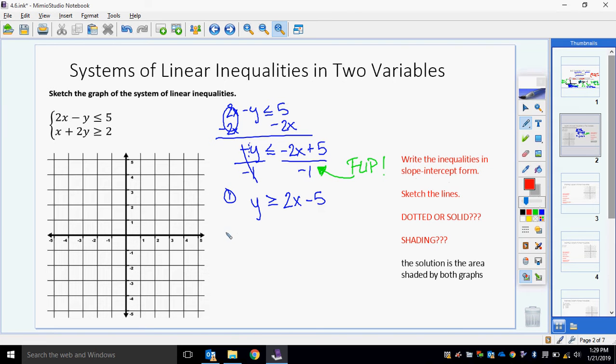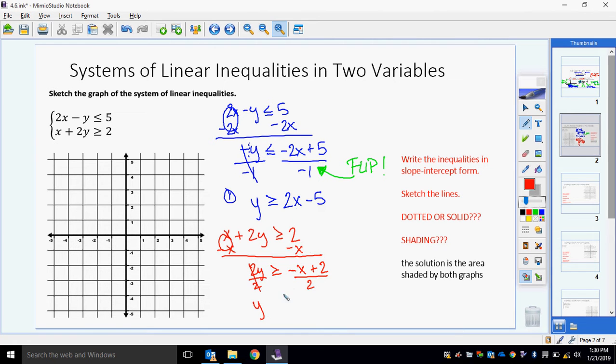Let's do the other one. I'm going to put it in slope-intercept form. Again, we always want to move the x first before we get rid of the 2 in front of our y. I'm going to write the minus x first and then the positive 2, just so I can see slope-intercept form better. Divide by 2 to everything.